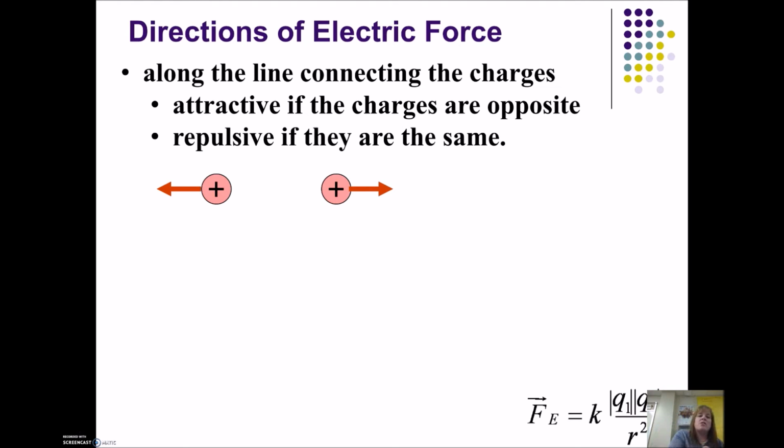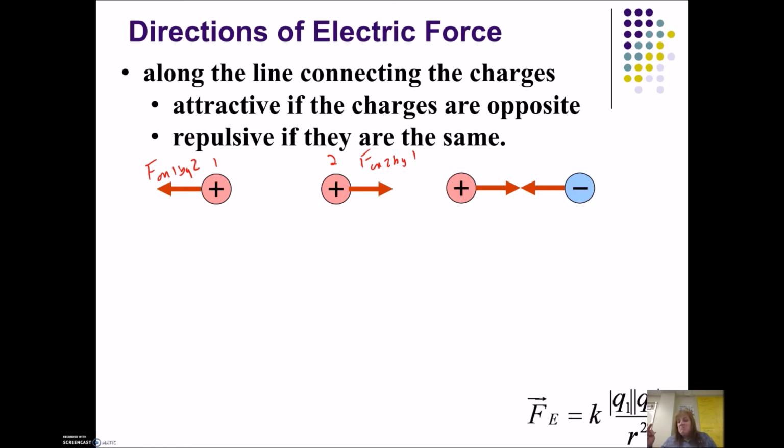If we call this charge 1 and charge 2, this is the force on 1 by 2. It's pushing one away. It's exerting a force of repulsion. And over here, this is the force on 2 by charge 1. If they were opposite charges, then it would be attractive. So they want to get towards each other. So the force vectors would point towards each other.